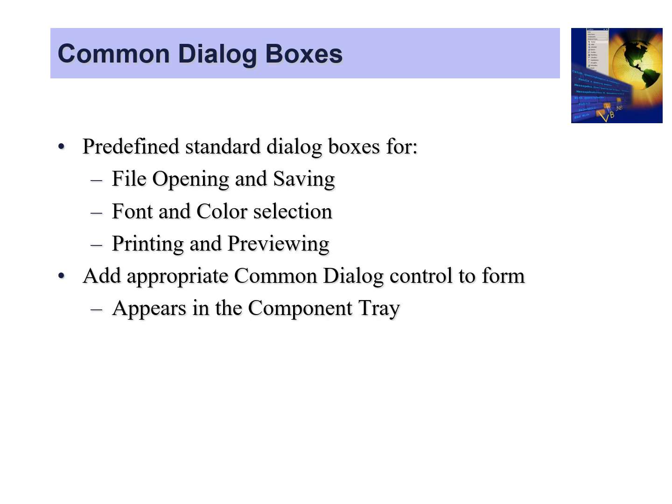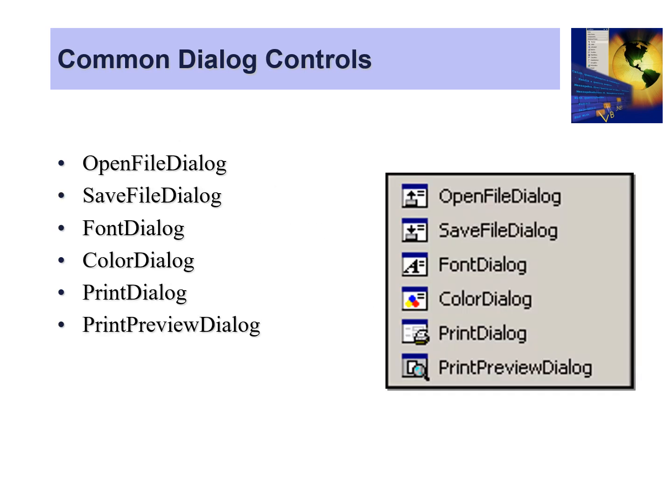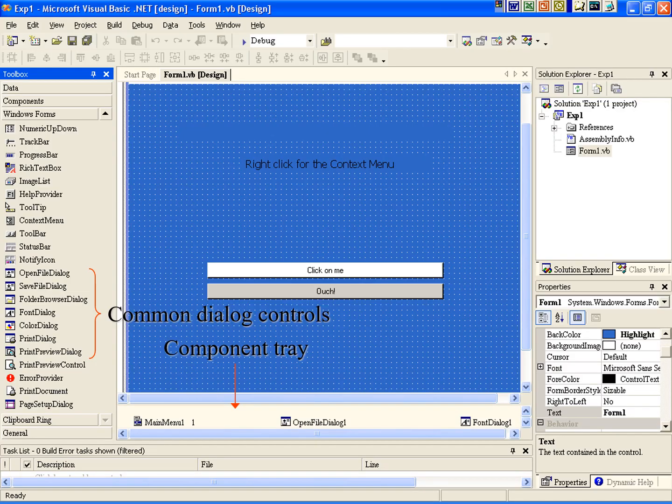Common dialog boxes are predefined standard dialog boxes for file opening and saving, font and color selection, printing and previewing. You can add the appropriate common dialog control to the form, which will appear in the component tray. The common dialog controls are: open file dialog, save file dialog, font dialog, color dialog, print dialog and print preview dialog. Let us see them one by one. So see here, this is the menu which you are going to create on the form here.